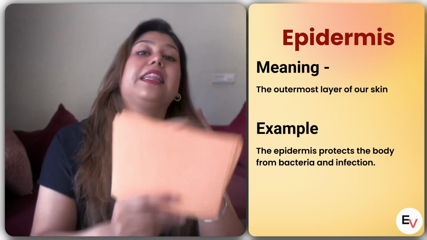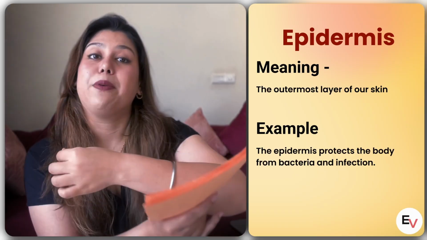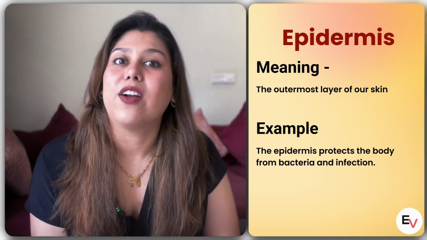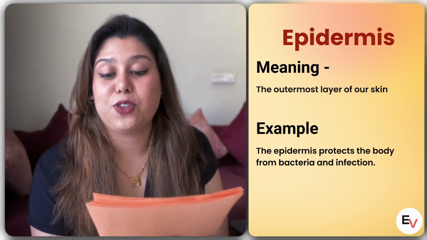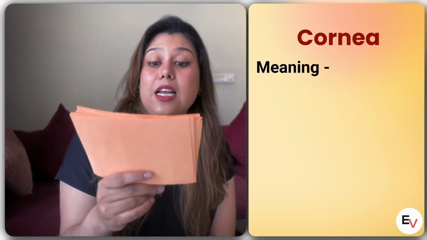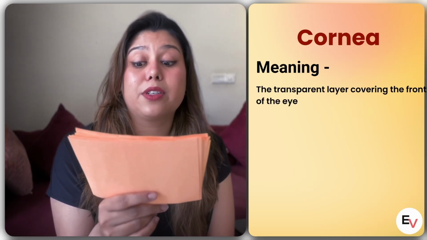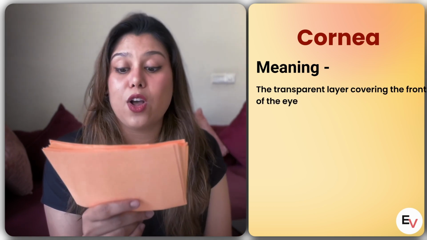This is the epidermis, the outermost layer of our skin. Moving on to your 11th word, which is cornea. Repeat after me, cornea. Now, this is the transparent layer covering the front of the eye.